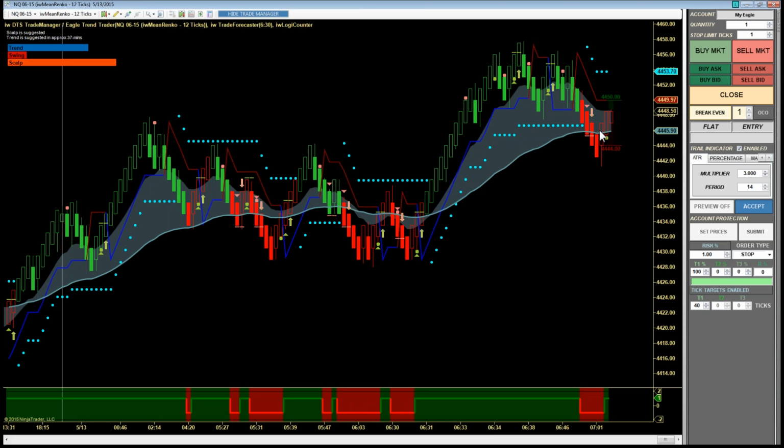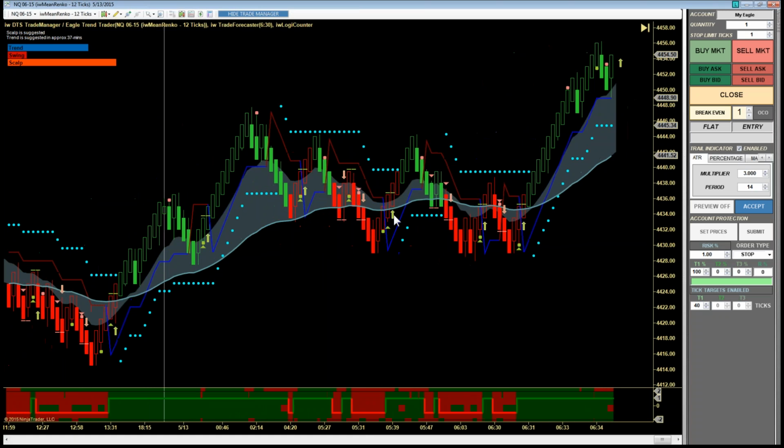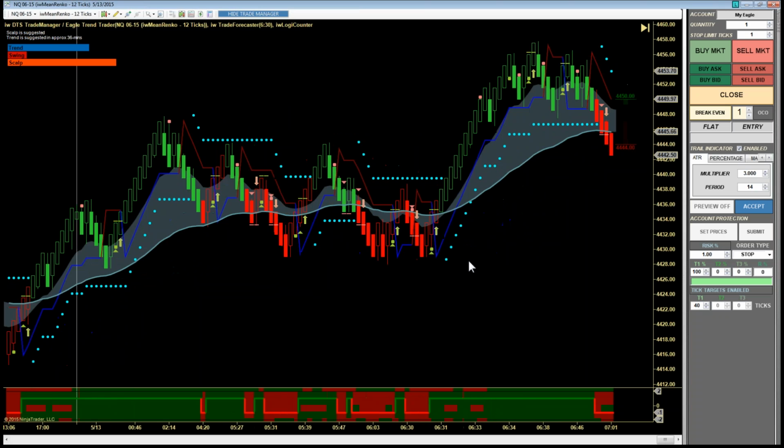We're getting a red bar buy signal. Now the red bar buy off of the hard edge bounce is a very reliable signal with the Eagle. You're going to see one right here, same sort of idea. We're getting red bars, but we're getting a buy signal. Normally that has pretty good follow through.